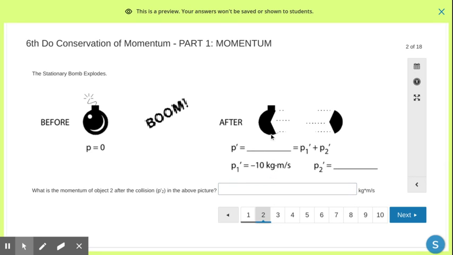Well, let's look at this. If the total momentum of the system's got to be 0, look at piece 1 afterwards here. It's got a momentum of -10. The negative just means to the left. But we still got to get to a total of 0. So how do we get to 0? Well, to cancel out this -10, then the momentum of object 2 afterwards has to be just +10.